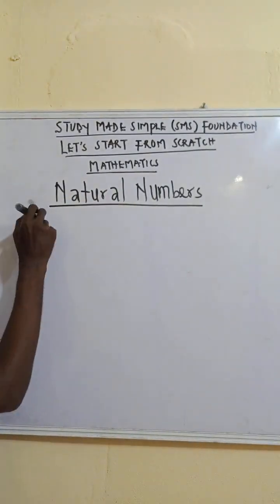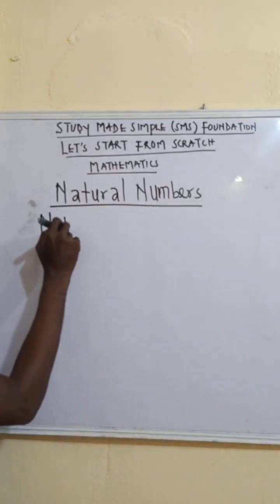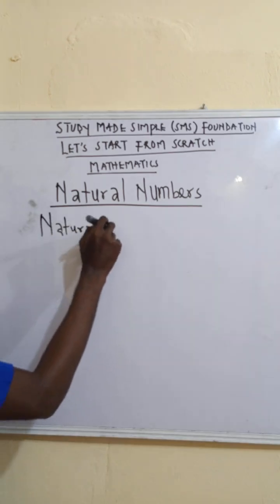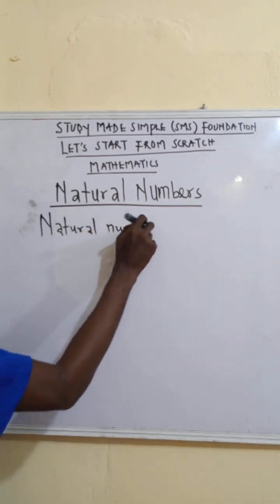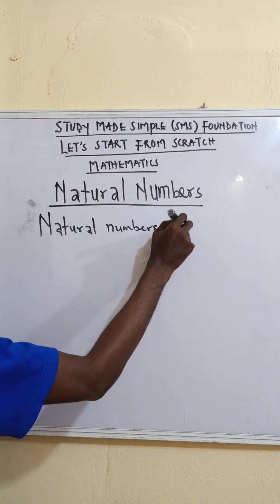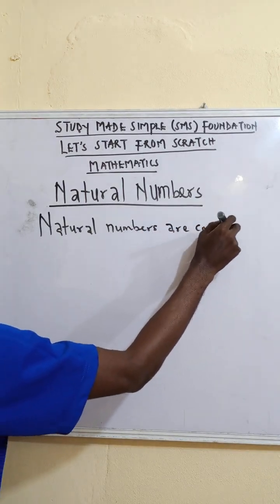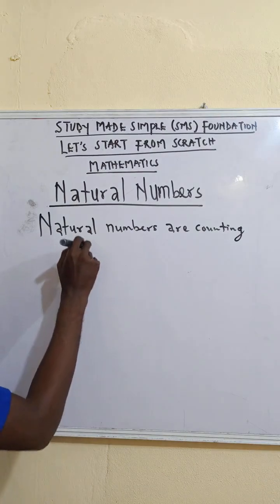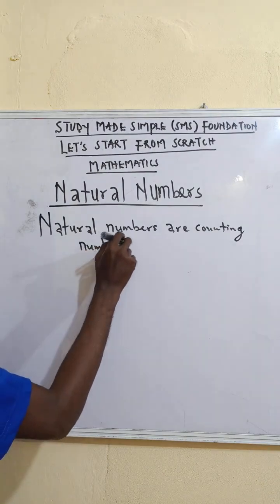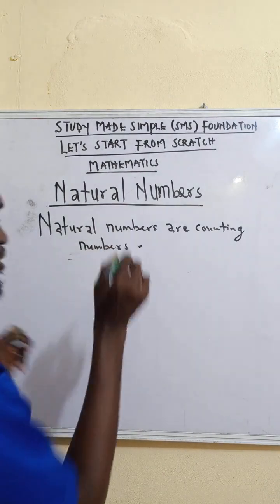Let me write it for you so that you can see. Natural numbers are counting numbers. That's just it. This is the definition.